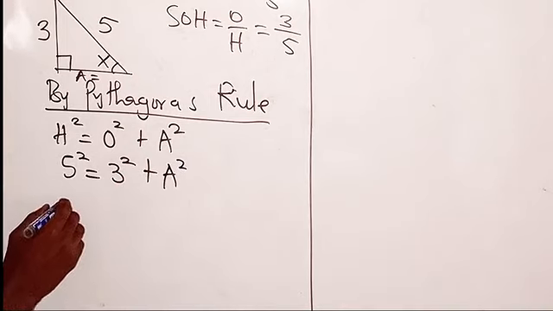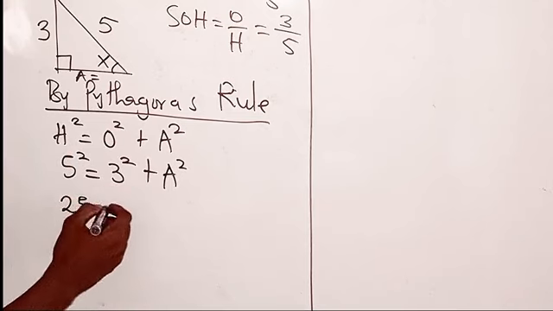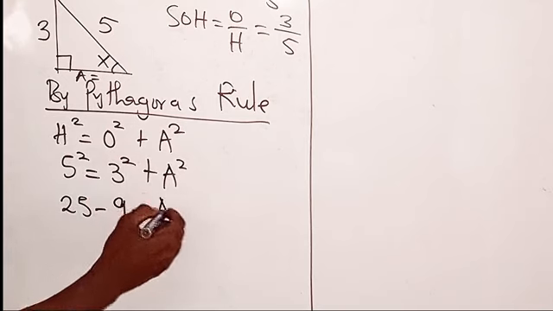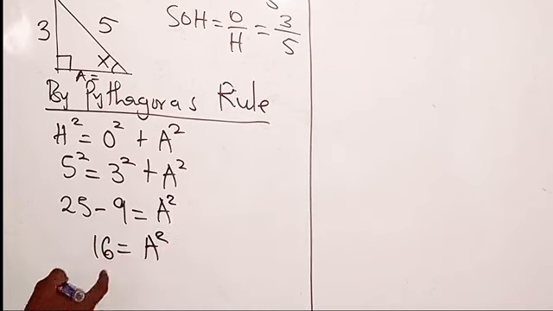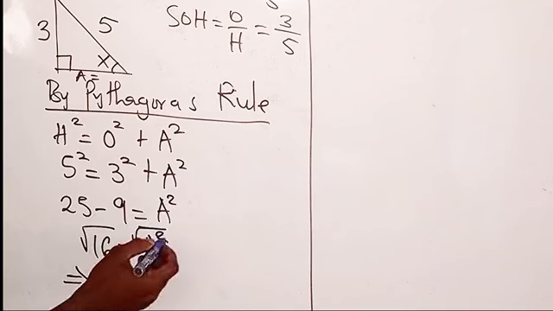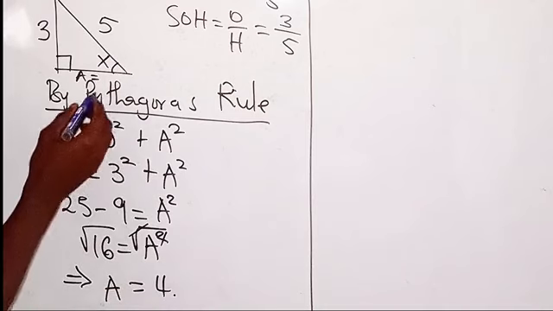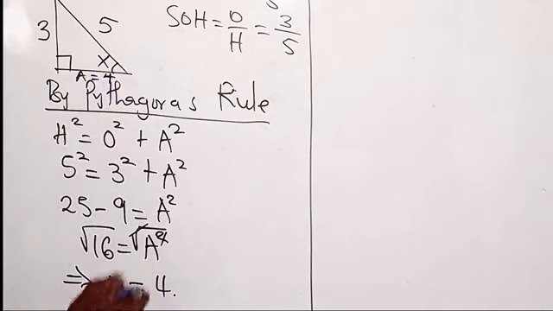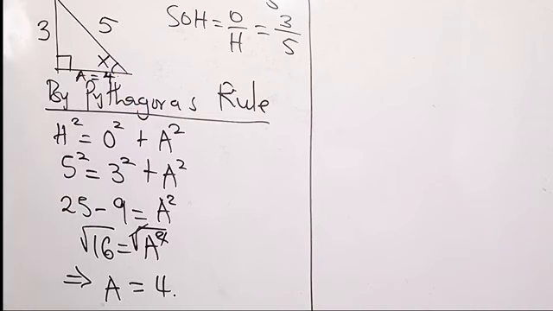So now from there, you can see 5 squared is 25. We transpose this to this side, we have minus 3 squared, which is 9, equals a squared. So 25 minus 9, we are going to have 16 equals a squared. This implies that taking the square root of both sides, we cancel this, and we're going to have the square root of 16 to be 4. So the adjacent here is 4. Are you following now?